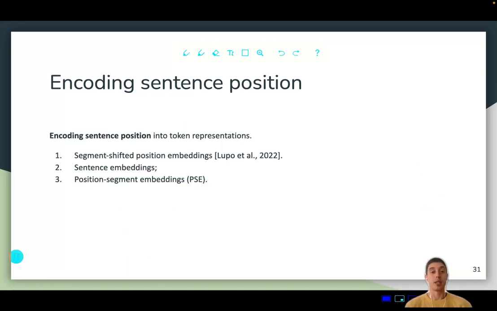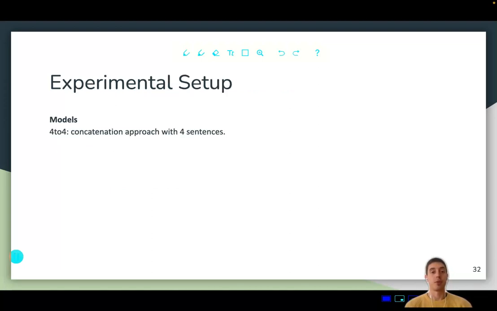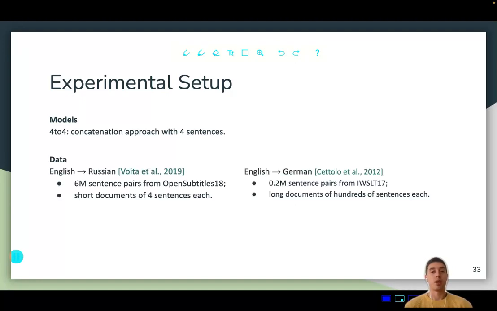We evaluate empirically the effectiveness of adding these sentence position encodings to the concatenation approach. In particular, we experiment with a 4-to-4 approach that concatenates 4 sentences and translates all of them in the target language. We experiment with 2 pretty diverse training and evaluation settings, both in terms of language pairs, availability of training data, and structure of the documents.